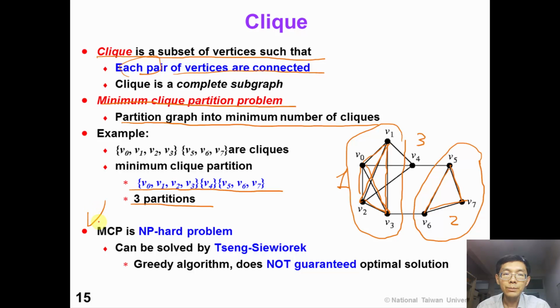Unfortunately, the minimum clique partitioning problem is also an NP-hard problem that cannot be solved in polynomial time. But don't give up. There are still algorithms to solve this problem. For example, Tseng and Siewiorek is a greedy algorithm that can solve this minimum clique partitioning problem. It does not guarantee an optimum solution. However, most of the time, it can generate an acceptable solution.